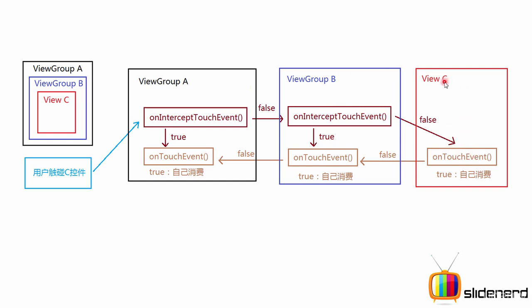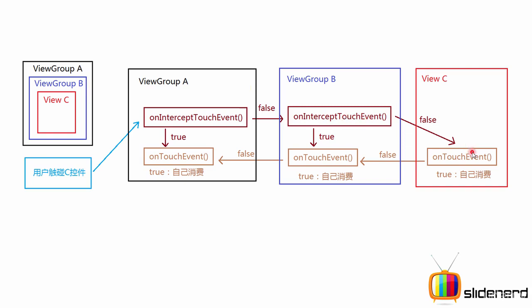Now notice that for view C, there is no onInterceptTouchEvent. That's because only a view group has this method. The idea is a parent should be capable of intercepting or stealing the touch from a child. In other words, if you have a relative layout and a button, there are two things you can do. You can either make the button itself capable of processing the touch event, or you can make the relative layout capable of processing the touch event on behalf of the button. That's why onInterceptTouchEvent exists.